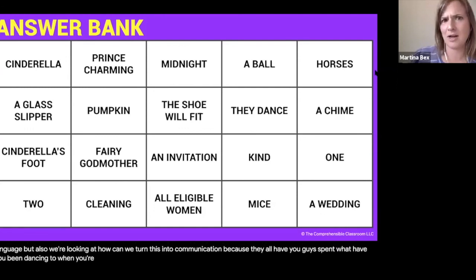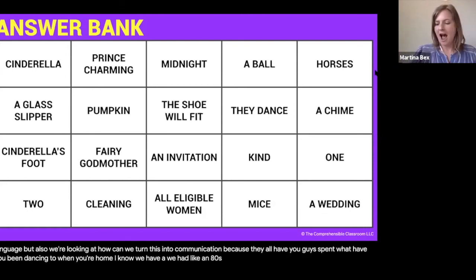I know we have an 80s rock list that my family's been jamming out to while we've been home during, it's not quarantine. What is it? Stay at home. Okay, next question.